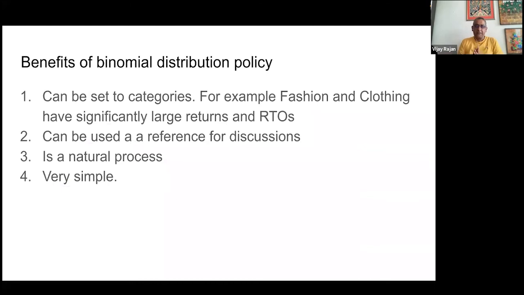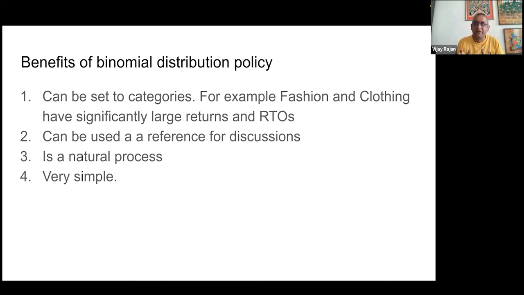So, benefits of binomial distribution policy. It can be set for categories as well. For example, fashion and clothing. If anyone here is familiar with this company called Myntra in India, their RTO percentages are significantly different from, say, Amazon or Flipkart. And the reason is that the RTO for clothing and fashion is significantly higher, because people like to try stuff out before they say, no, we don't want it. Same with returns as well. So you can have a different threshold for the categories that have high RTO, like fashion and clothing, and you can have one for the others.